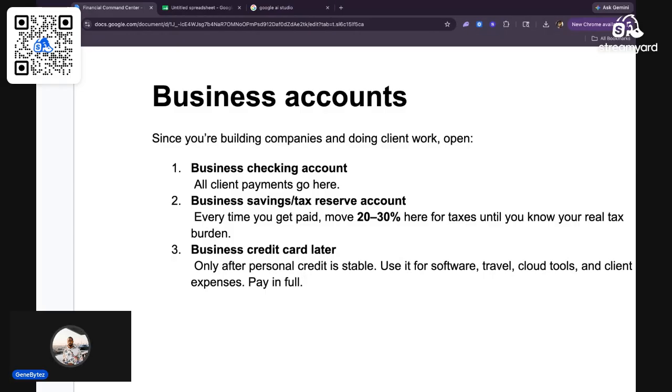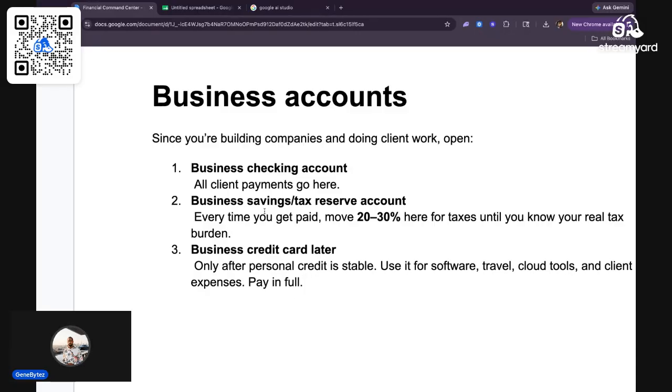The main point number one is you want to make sure you have a business checking account. This is where all business income goes. So client payments, Stripe payouts, ACH transfers, consulting fees, agency retainers, software revenue. Do not mix this with groceries, rent, gas, and random personal money usage. A business checking account gives you clean records and makes tax time less painful.